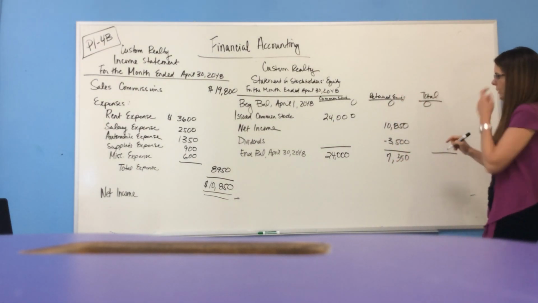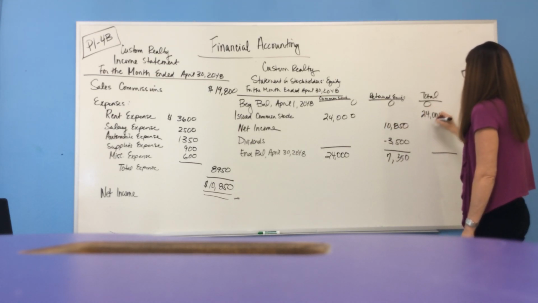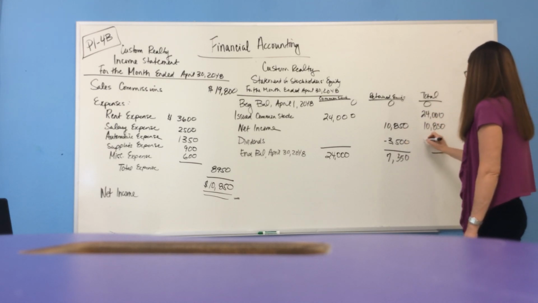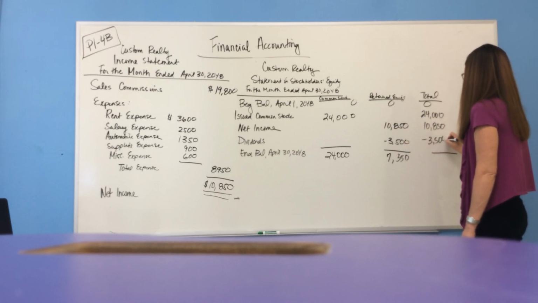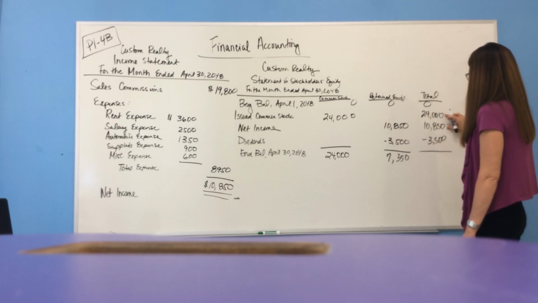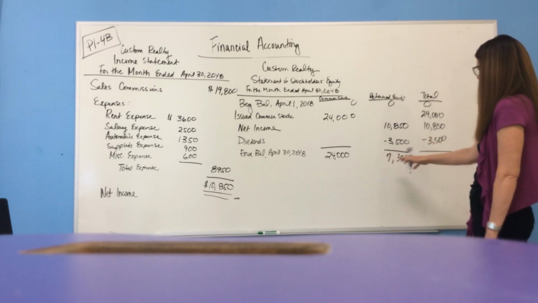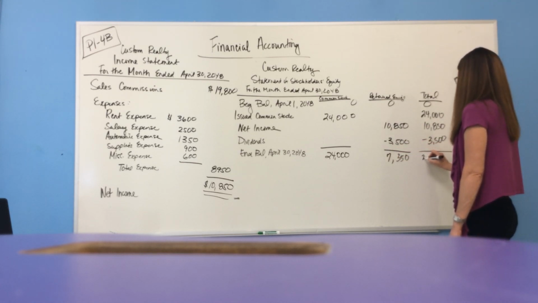$7,350, and then we'll just bring the totals over. So for the total here, it'll be $24,000, $10,850 for net income, subtract $35,000, and so we'll take these two, add them together, subtract the $3,500, and I think I could probably do this on my own. I'm going to add $31,350.